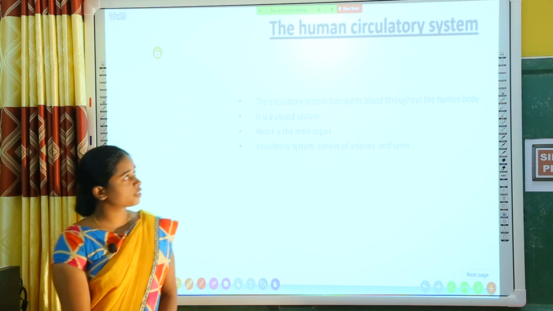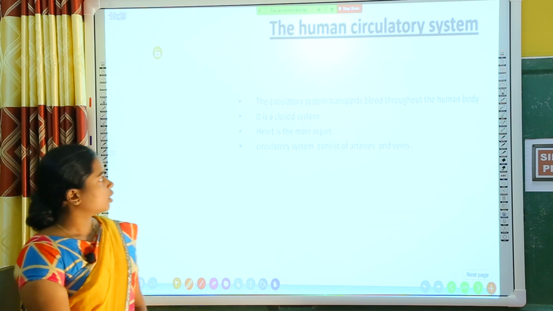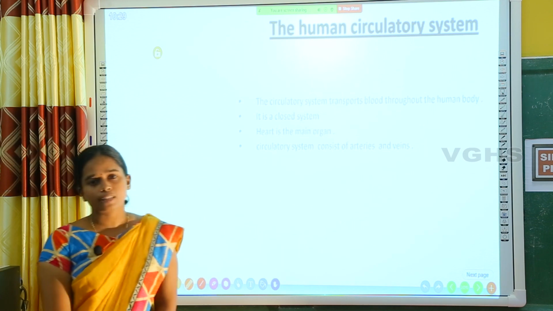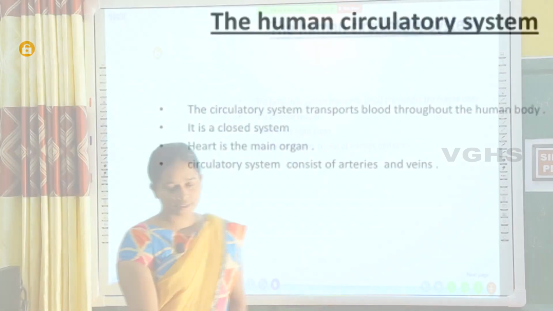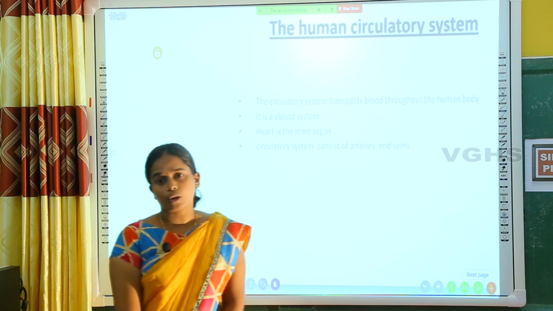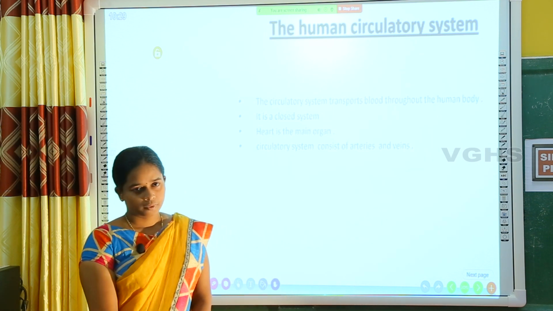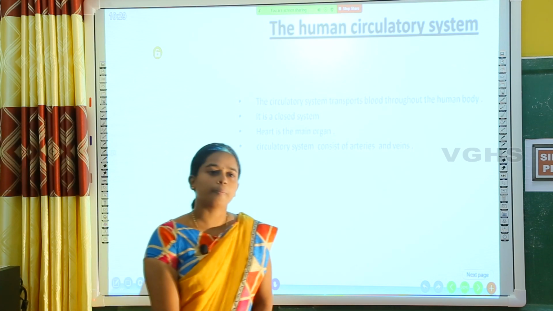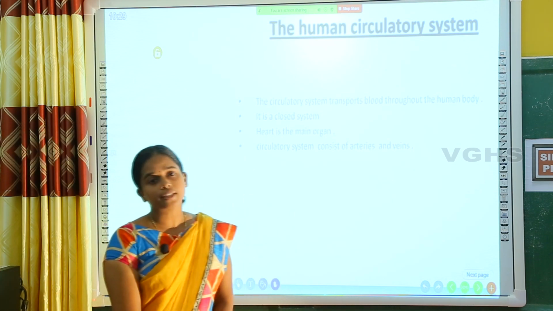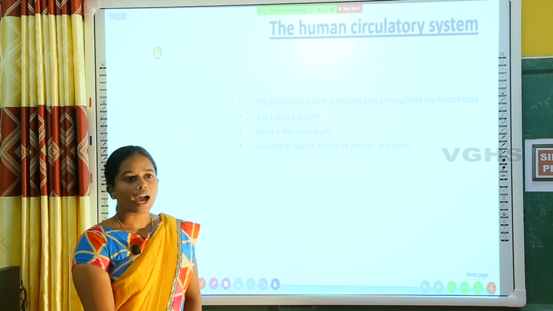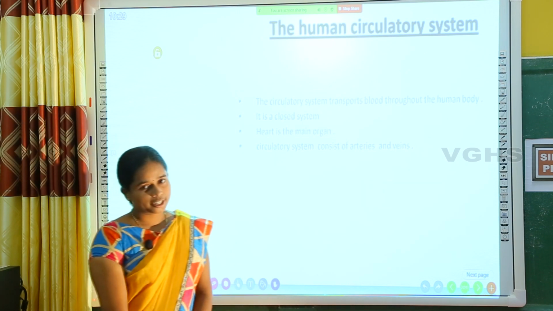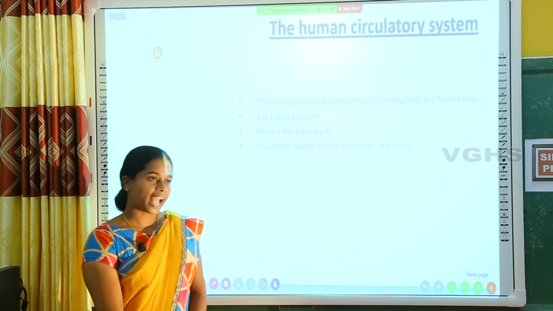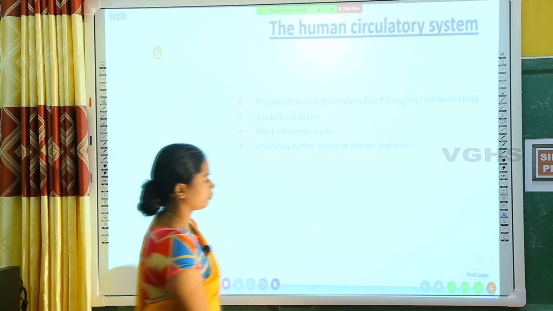The human circulatory system helps to transport the blood throughout the human body. Here, the human blood circulatory system is a closed system. The heart is the main organ in the human blood circulatory system, and the system also consists of arteries and veins. Okay?